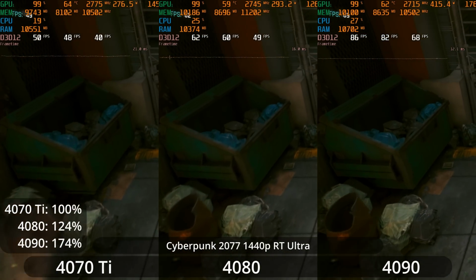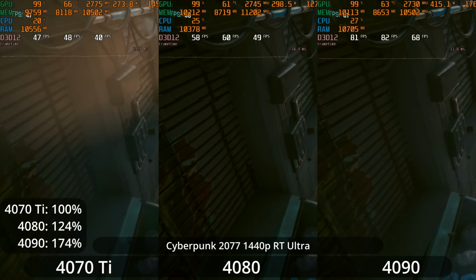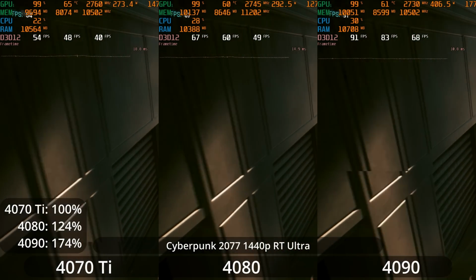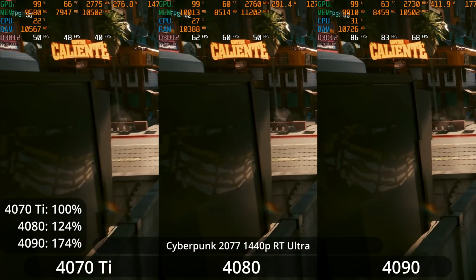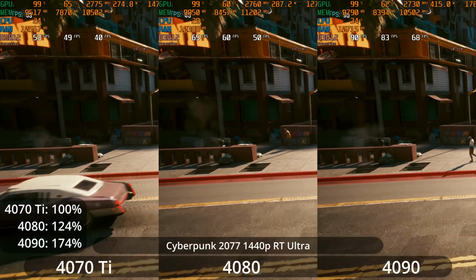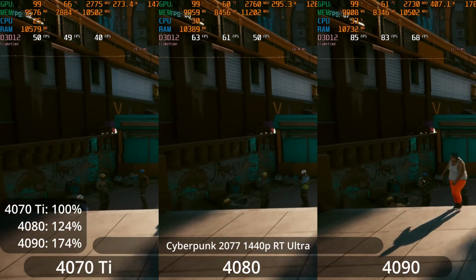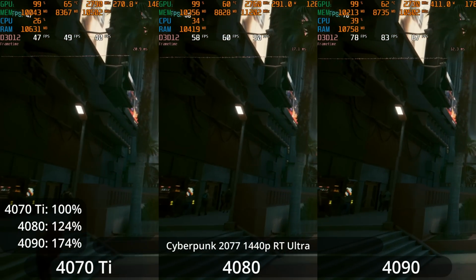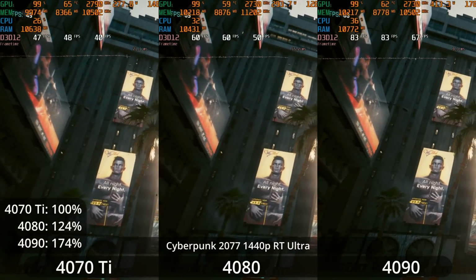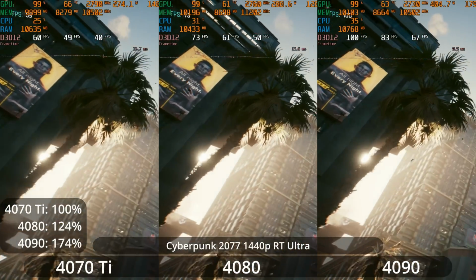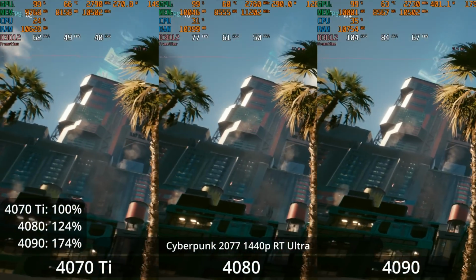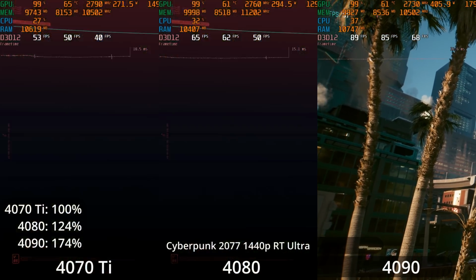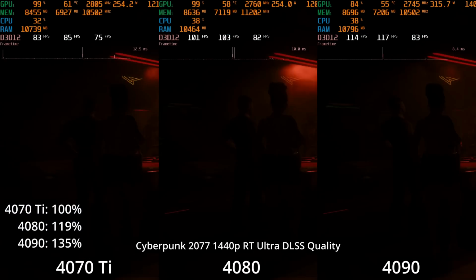We can see below 50 FPS a lot of the time on the 4070 Ti. The 4080 does dip below 60 frames per second, but its average comes out a lot closer to 60. And the 4090 is actually the only GPU here that is able to deliver ray-traced Ultra 1440p at frame rates that I think most people would be happy with without upscaling. Although the 4080 is very playable here. This is a single-player title, so I think you could very much go for that.